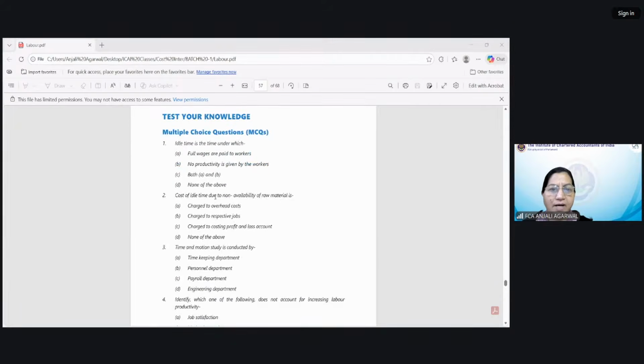Cost of idle time due to non-availability of raw material is, that means abnormal. Non-availability of raw material is not a normal circumstance. It should be charged to costing P&L account. It is not something normal. It should not happen in any organization. It should be charged to costing P&L account.